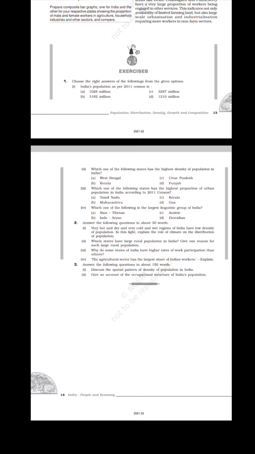Answer the following questions in about 150 words. Discuss the spatial pattern of density of population in India. Give an account of the occupational structure of India's population.